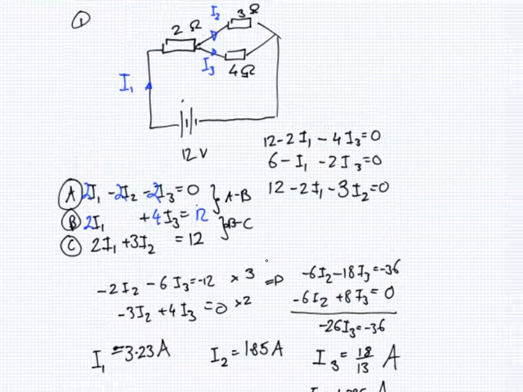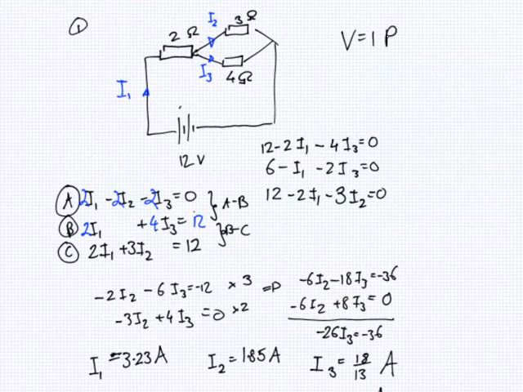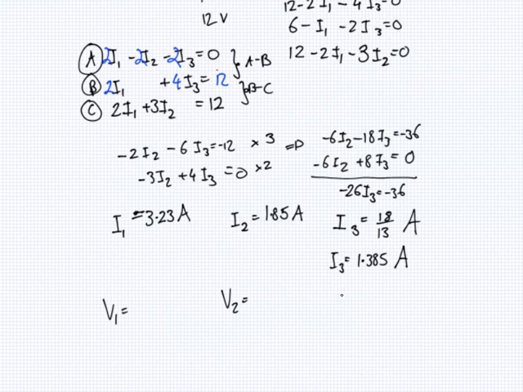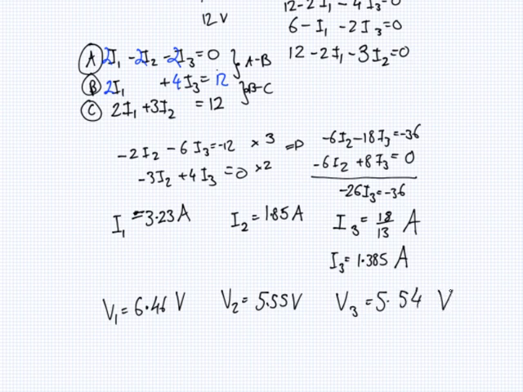Now, if I look back here, you can say V equals IR. So by using that, I can get V1 is 2 times this, V2 is 3 times this, and V3 is 4 times this. So V1 would be 6.46 volts. Multiplying this by 3, 5.55 volts, and multiplying this by 4, 5.54 volts. Yeah.